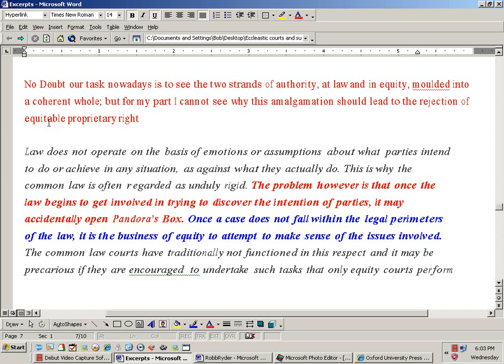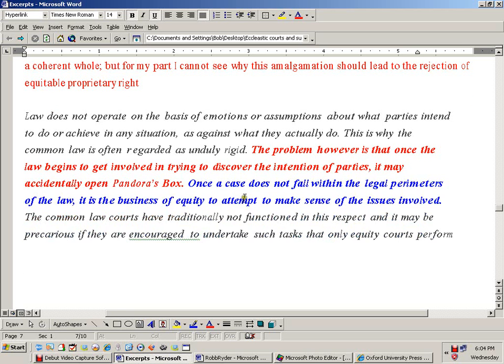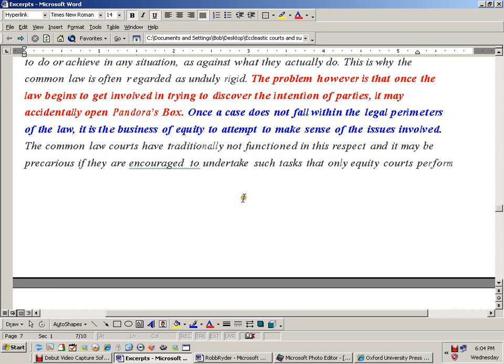Once a case does not fall within the legal perimeters of the law, it is the business of equity to attempt to make sense of the issue involved. The common law courts have traditionally not functioned in this respect, and it may be precarious if they are encouraged to undertake such tasks that only equity courts perform. Just certain things can only be done in equity. It's an extrajudicial, right? If they were to say, well, all these cases have fraud, right? Then it would overturn the apple cart, and they're not going to do that. They're going to make you go find out what's going on.